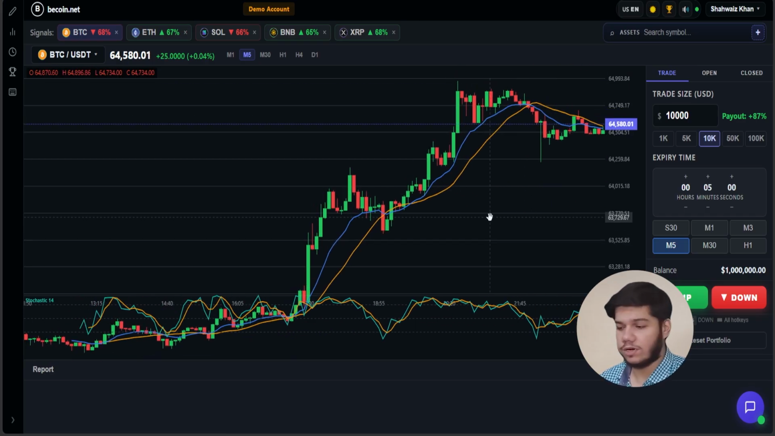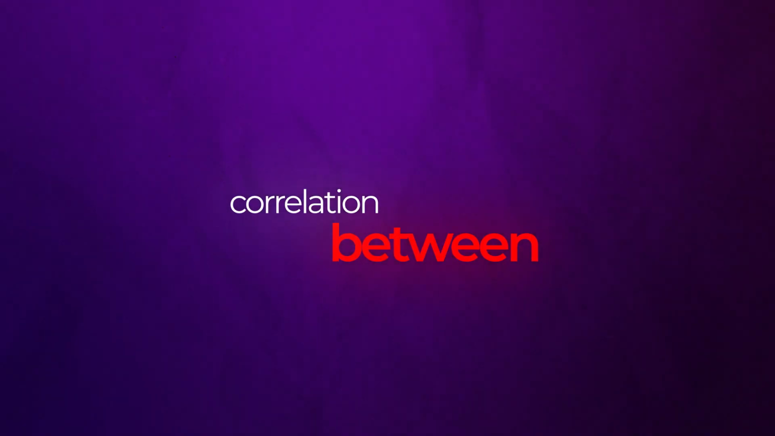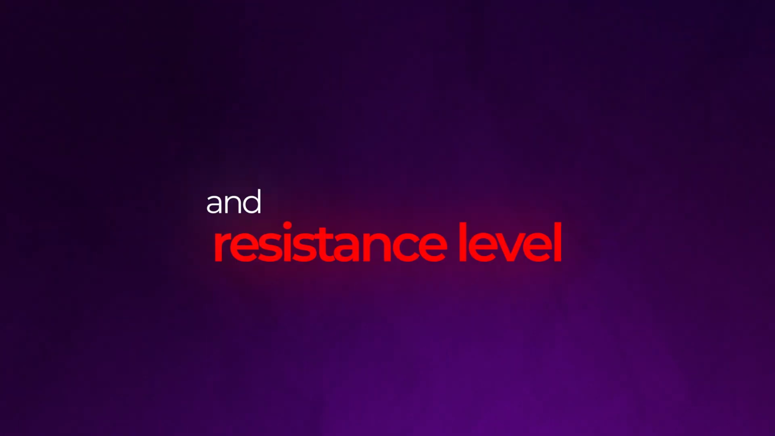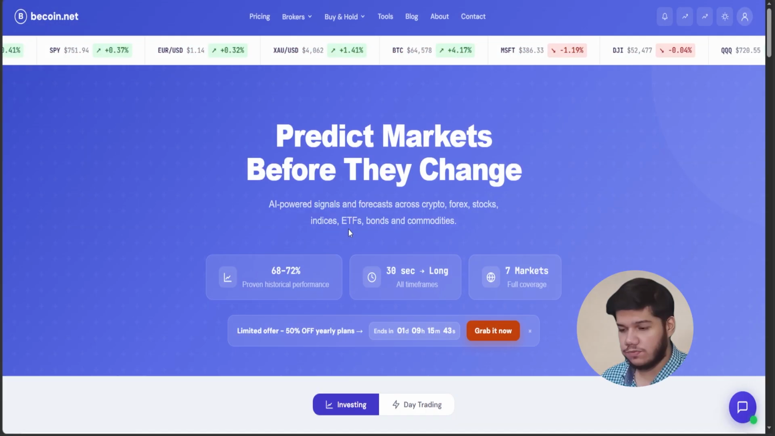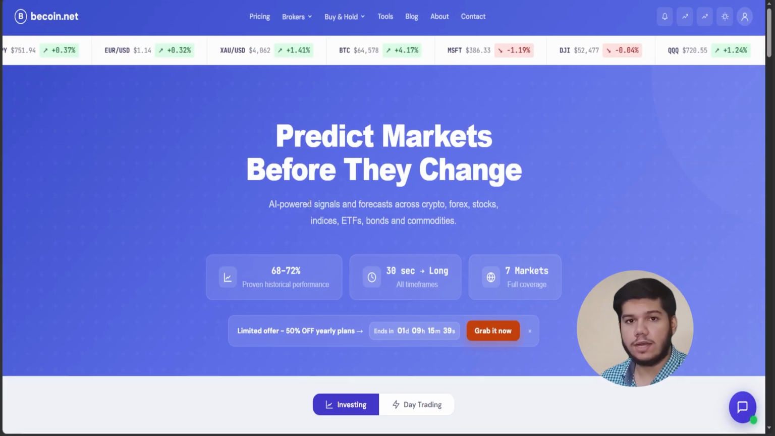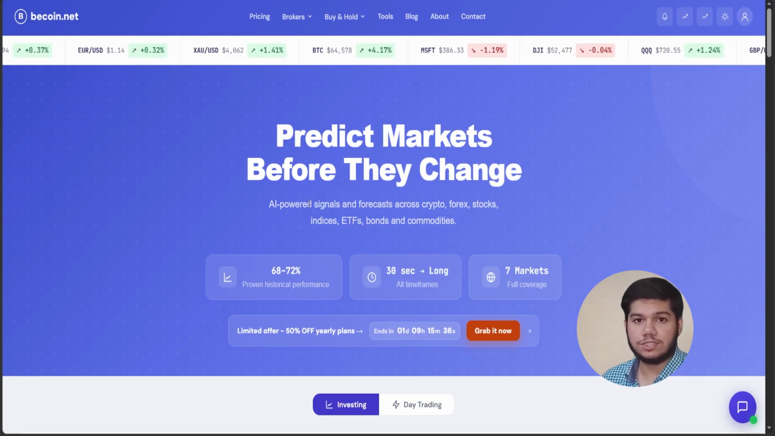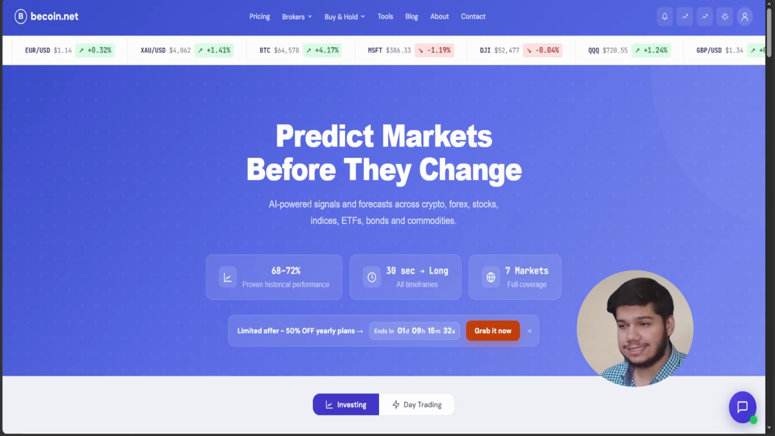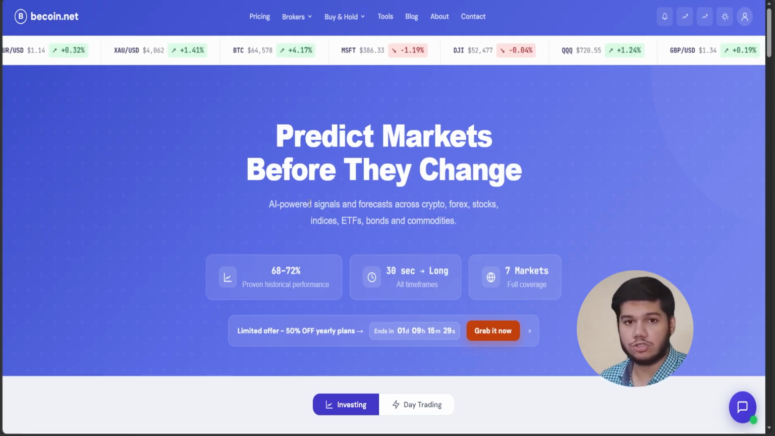So now let's move towards the third part, which is analyzing the support and resistance levels using the AI versus manual settings. Let's talk about the correlation between the three major pairs. Let's first talk about the correlation between the three major pairs. Number one is Euro US dollar. Number two is the Great British Pound, also known as GBP to US dollar. And number three is USD to CHF, which is the Swiss franc.